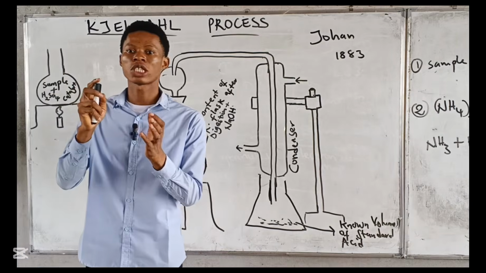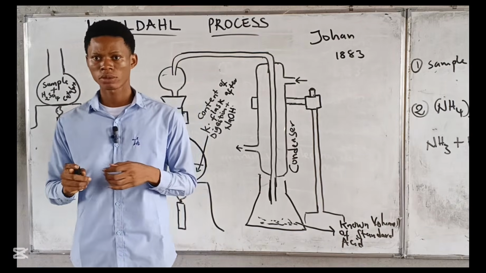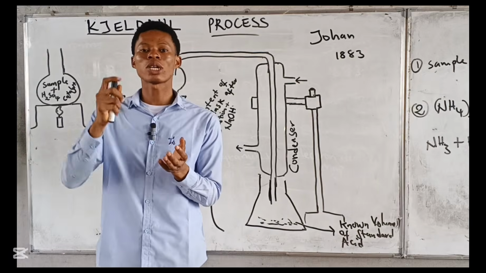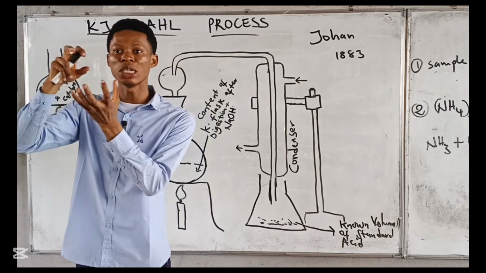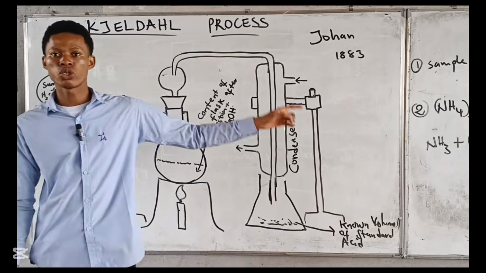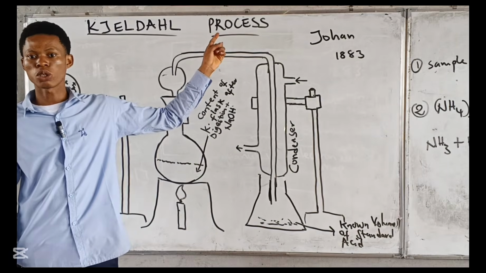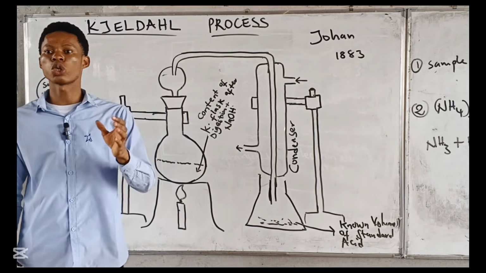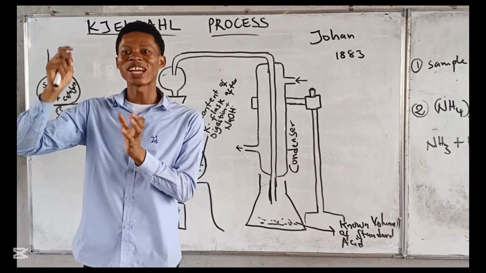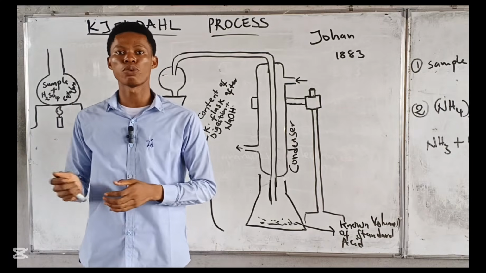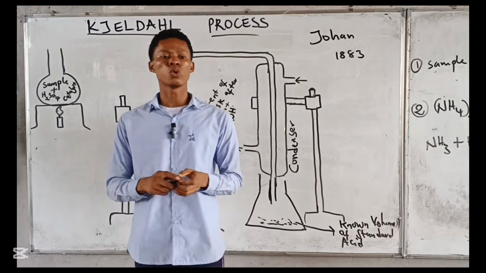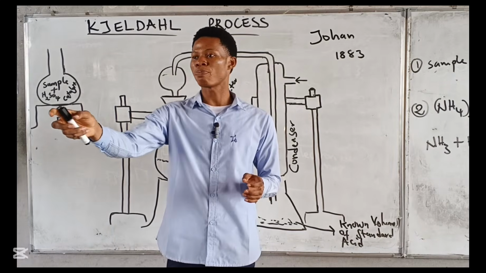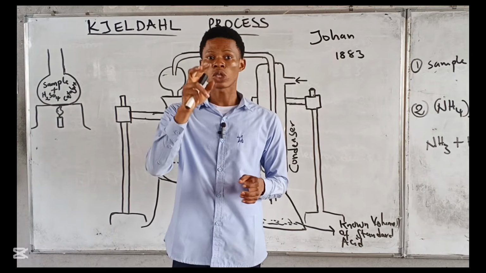So if I have, say, a food substance, say meat, and I want to estimate the amount of nitrogen in meat, what method do I use? Kjeldahl's method. So the Kjeldahl method is used for the estimation of what? Of nitrogen in food samples. Do you understand that?